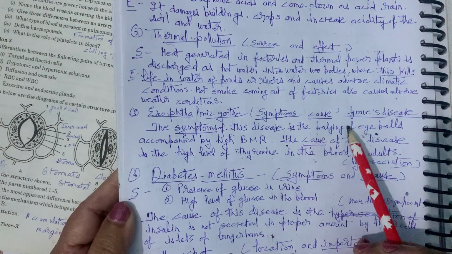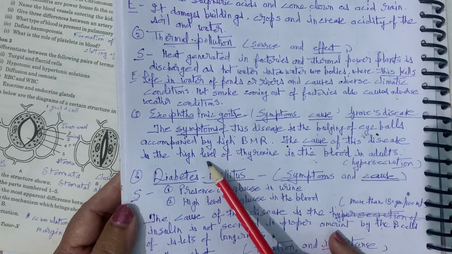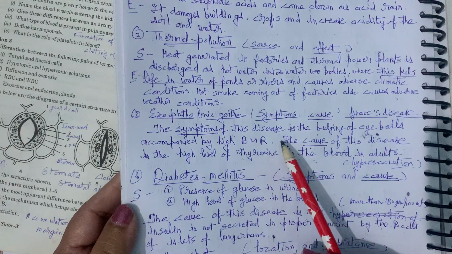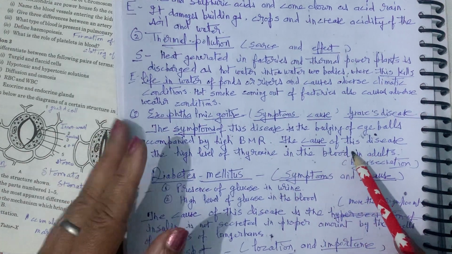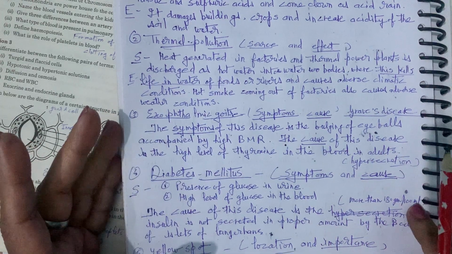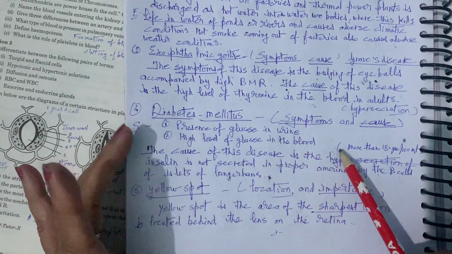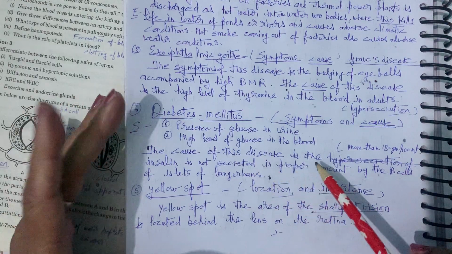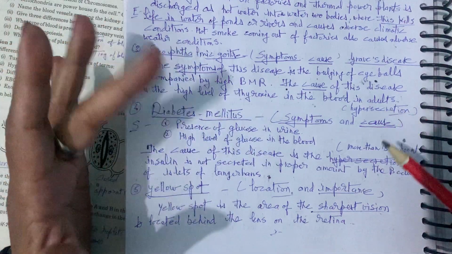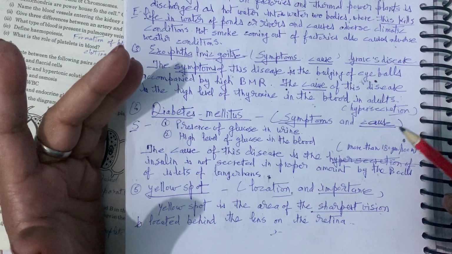Exophthalmic goiter. It is also known as Graves' disease. The symptoms of this disease are bulging of the eyeballs accompanied by a high BMR, basic metabolic rate. The cause of this disease is a high level of thyroxine in the blood in adults, that is, hypersecretion. Diabetes mellitus symptoms: presence of glucose in the urine, high level of glucose in the blood. The cause of this disease is that insulin is not secreted in proper amount by the beta cells of the islets of Langerhans in the pancreas.